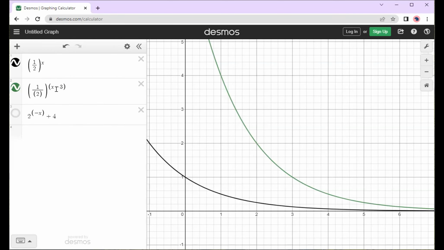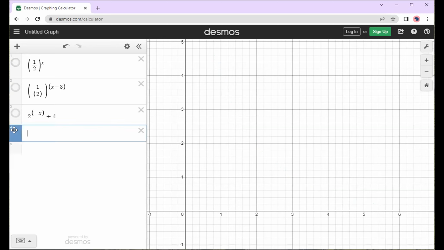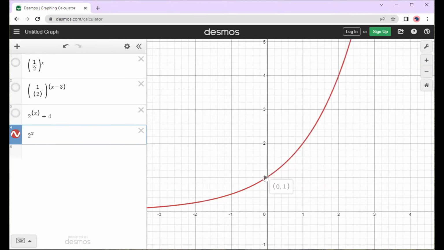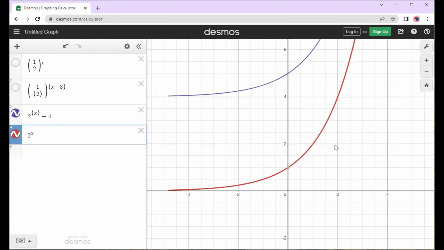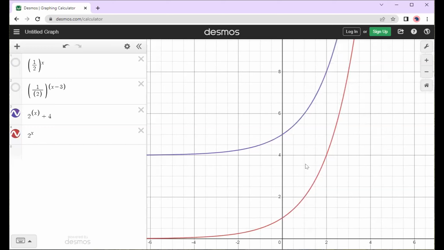Right? And then we have our vertical shifts. And let's get rid of this. Let's just say we have 2 to the x. So our 2 to the x, we have our point at 0, 1. We have our point at 1, 2. We can shift this vertically by adding or subtracting. And you notice that we shift up exactly 4 by adding this plus 4 right here.